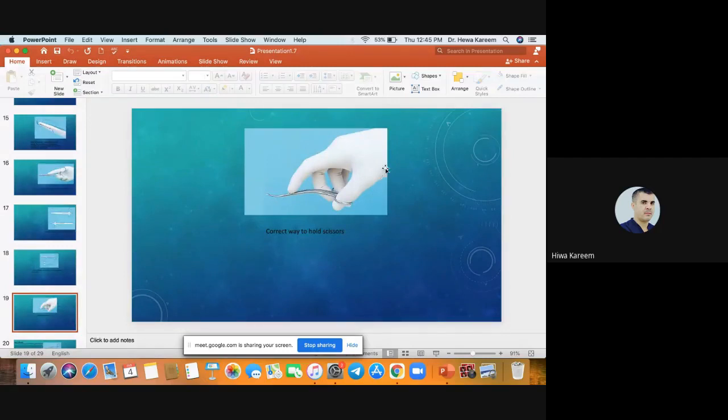Also, this is the correct position to hold the scissors. The thumb finger inside one ring, the ring finger inside the other ring, these two fingers around it, and the index finger on the scissor.